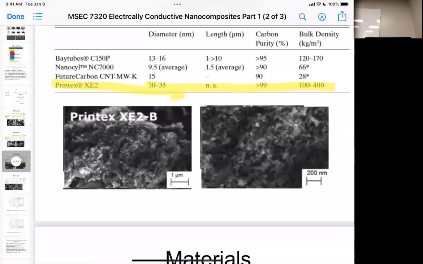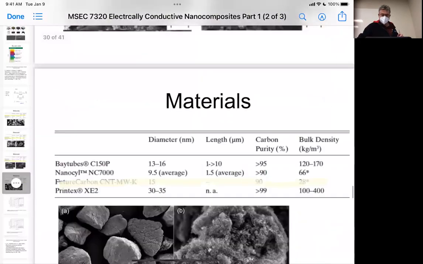Now notice the tap density, the bulk density on these right here. The Baytubes are aggregated into those pellets, so they have a fairly decent density right here. The Nanocyl and the Future Carbon are super puffy. They have a lot of empty volume, so that might make them easier to disperse. And then the Printex is small particles, but they're very dense. Okay, so let's compare and contrast.